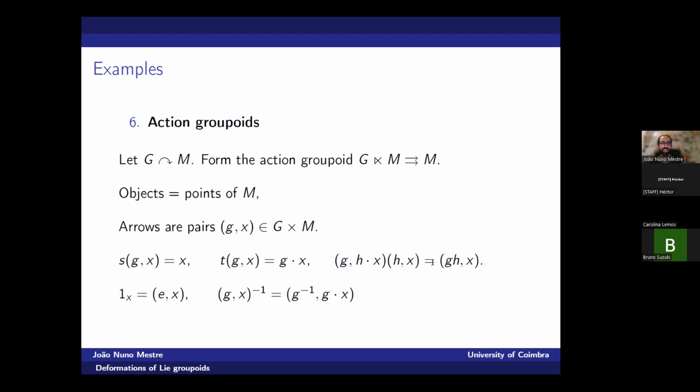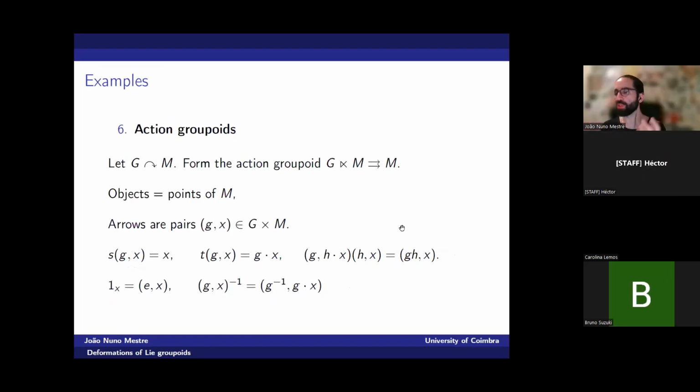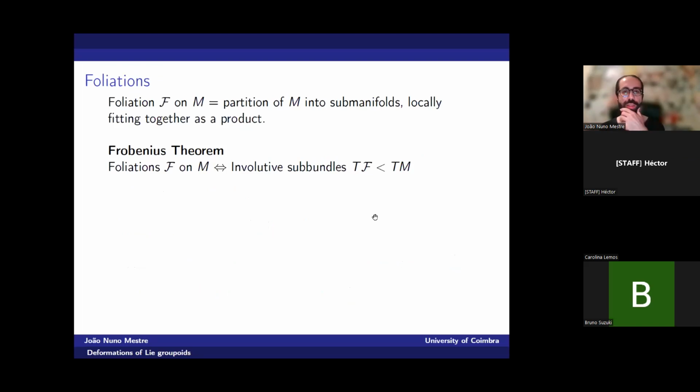But now, perhaps the example I want to talk a bit more about today is that of foliations, because we'll see them when we look at deformations. And I want to somehow think of how I can get arrows out of a foliation. So what are foliations? Foliations are partitions of a manifold into submanifolds, which locally fit like a product. And they have these infinitesimal counterparts of distributions which are involutive. So involutive subbundles of the tangent bundle.